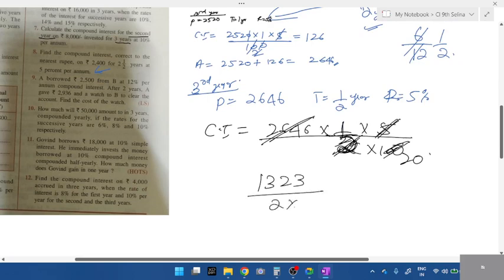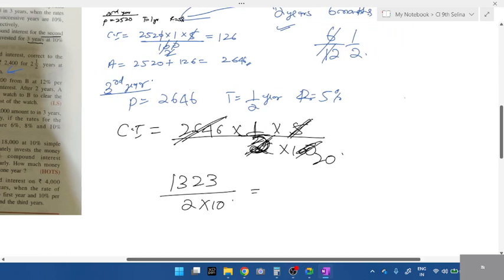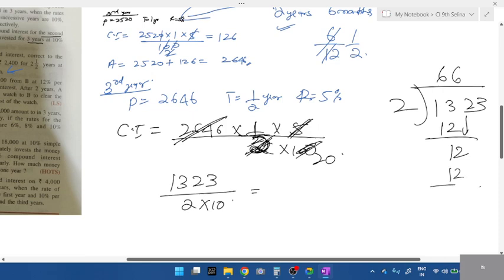Can I write 2 into 10, students? Can we write 2 into 10? Keep 10 as it is. Divide 1323. See, I'm teaching you all the calculation part. This is the important part. 1323 divided by 2, not by 20. 2 sixes are 12. Next, 2 sixes are 12, you get 3, right?